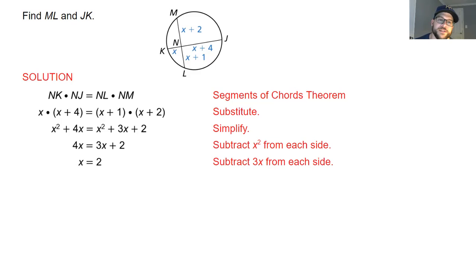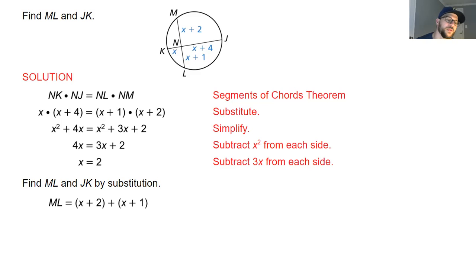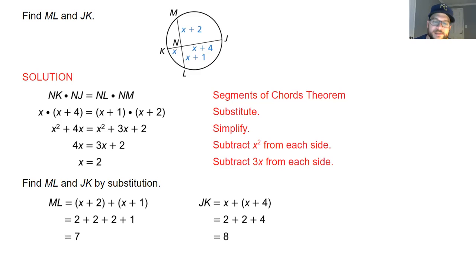You then have to take that x and substitute it into your ML and then into your JK. Since ML is x plus 2 plus x plus 1, you're going to combine all of those together with addition and substitute your 2 in for x. When you add that all up, you get 7. Then for your JK, you do the same thing. Add the 2 segments together, but instead of x, you're using 2, and you get 8.